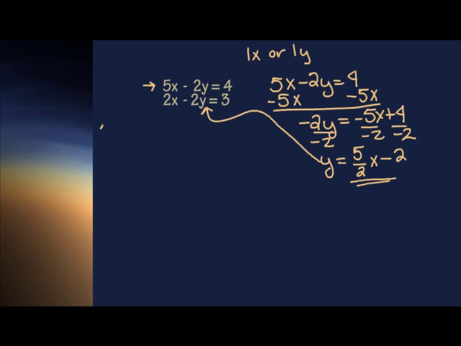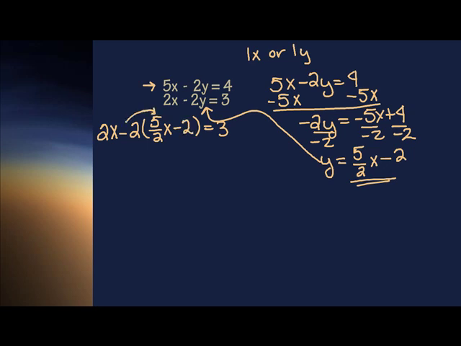So I'm going to write it out. 2x minus 2 times y equals 3. Well, y is 5 halves x minus 2. So we're going to put that in there: 5 halves x minus 2. Now it's a matter of doing algebra.